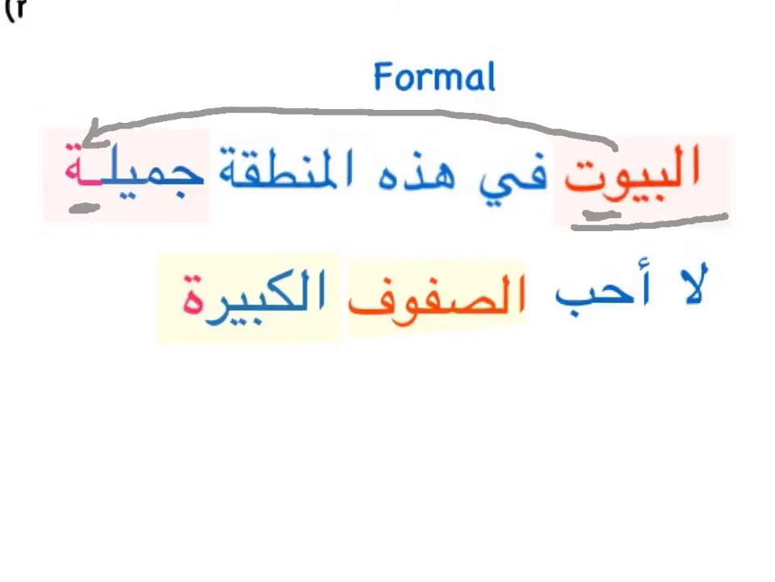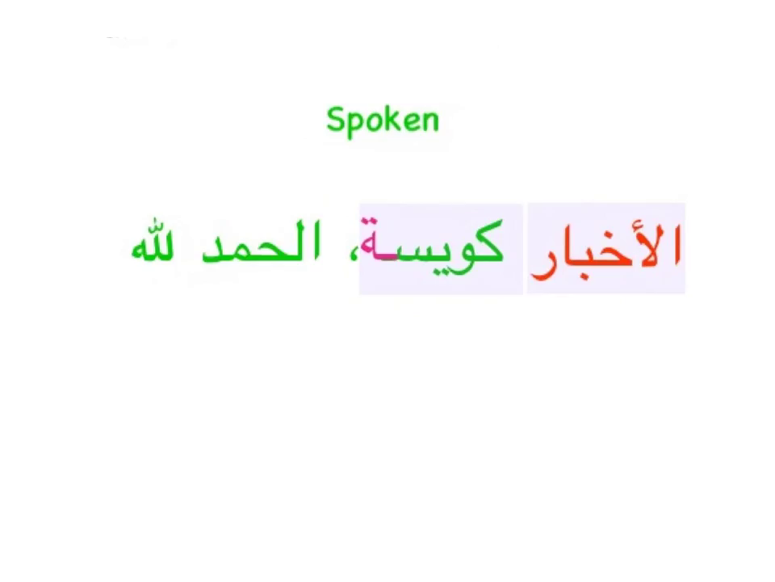Same goes for لا أحب الصفوف الكبيرة. الصفوف, classes, I don't like big classes, classrooms. صفوف is plural, but الكبيرة, big, is singular and feminine. Same for spoken Arabic. In Egyptian, Masri, we say الأخبار كويسة الحمد لله. Everything is good, praise be to God. So الأخبار is plural, but كويسة is feminine and singular.